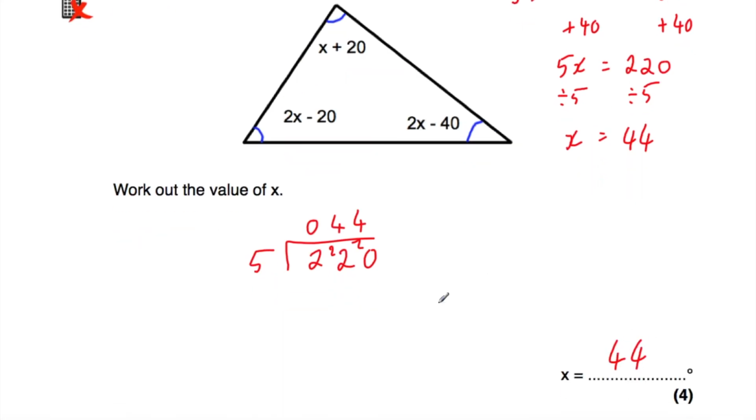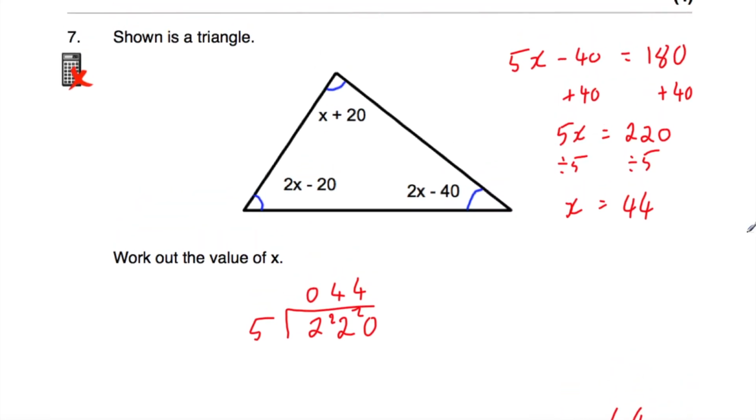And that's it. We've found the size of x. And in this question, we didn't need to work out the size of the angle, so we don't need to substitute that into any of these, because the question just said to find x. And that's it, 44 degrees. Okay, let's look at our next question, question number 8.